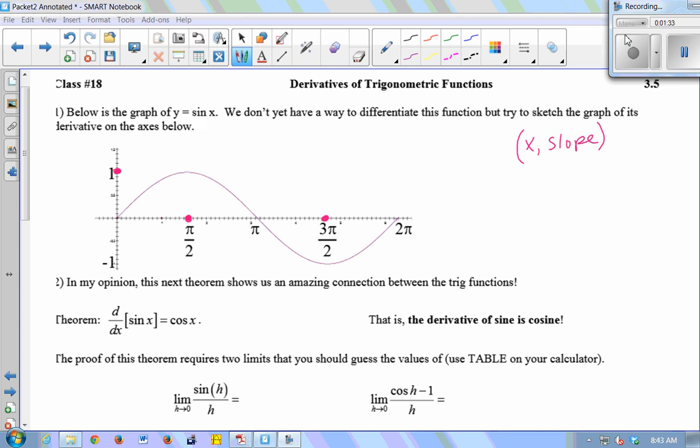And then how about here at pi? What does the slope of that line look like? -1. And at 2 pi, what's that slope look like? 1. If I connect these with a nice smooth curve, oh my God, what did I just draw? A cosine function. So this gives us a really big graphical hint that the derivative of sine is cosine.